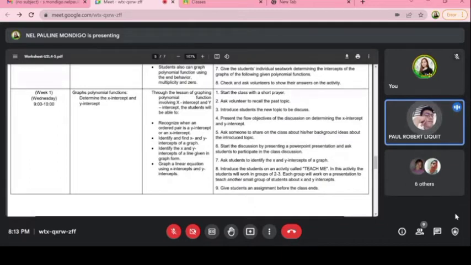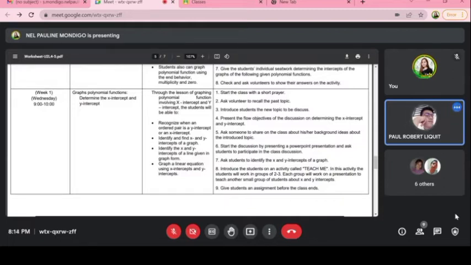Next, present the flow of objectives of the discussion on determining the x-intercept and y-intercept. Next, ask someone to share with the class his or her background ideas about the introduced topic. Next, start the discussion by presenting a PowerPoint presentation and ask students to participate in the class discussion. Next, ask students to identify the x and y-intercepts of the graph.